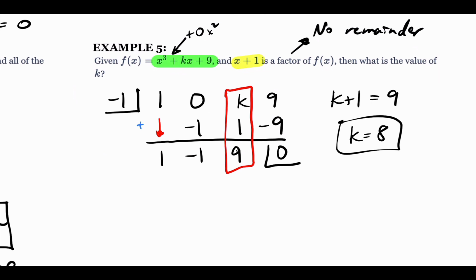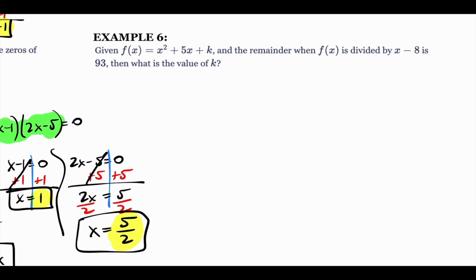Last one is exactly the same. The only difference is they don't say it's a factor. They say you're going to get a remainder, and the remainder is 93. So you're going to do the same thing, except your remainder is going to be 93. It's not going to be 0. That's the only difference between number 5 and 6. Here x minus 8 is the division part. So what do I put in the box? +8, yeah.